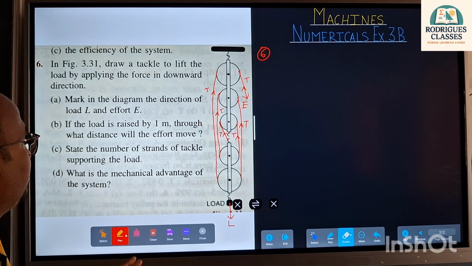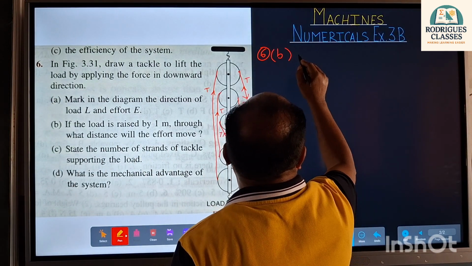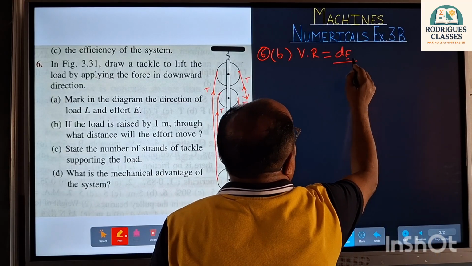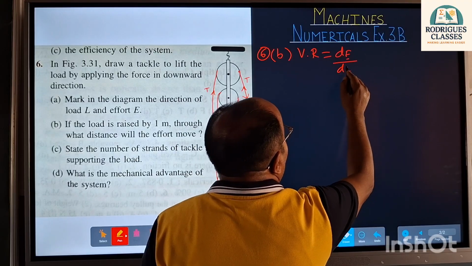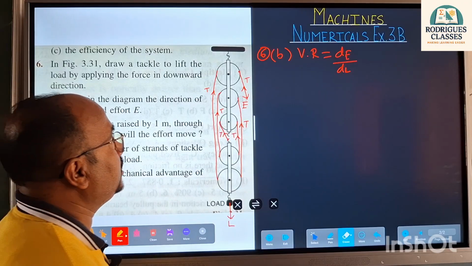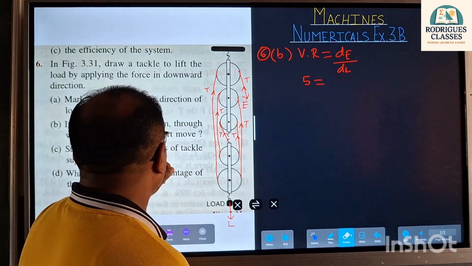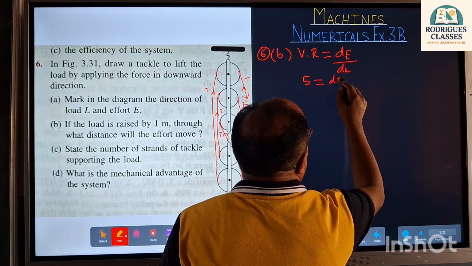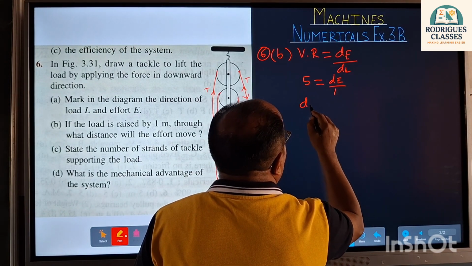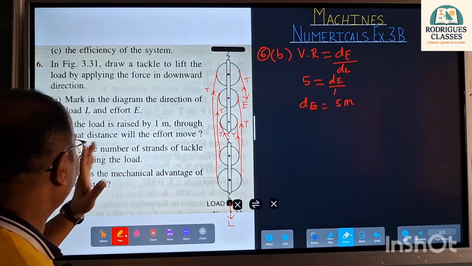If the load is raised by 1 meter, through what distance will the effort move? So let us come to the B part. Velocity ratio is displacement of the effort by the displacement of the load. So since this is a block and tackle with 5 pulleys, velocity ratio comes as 5. Displacement of the effort we have to find, so written here as dE. Load is raised by 1 meter. So I get displacement of the effort to be 5 meter. So B part is done.